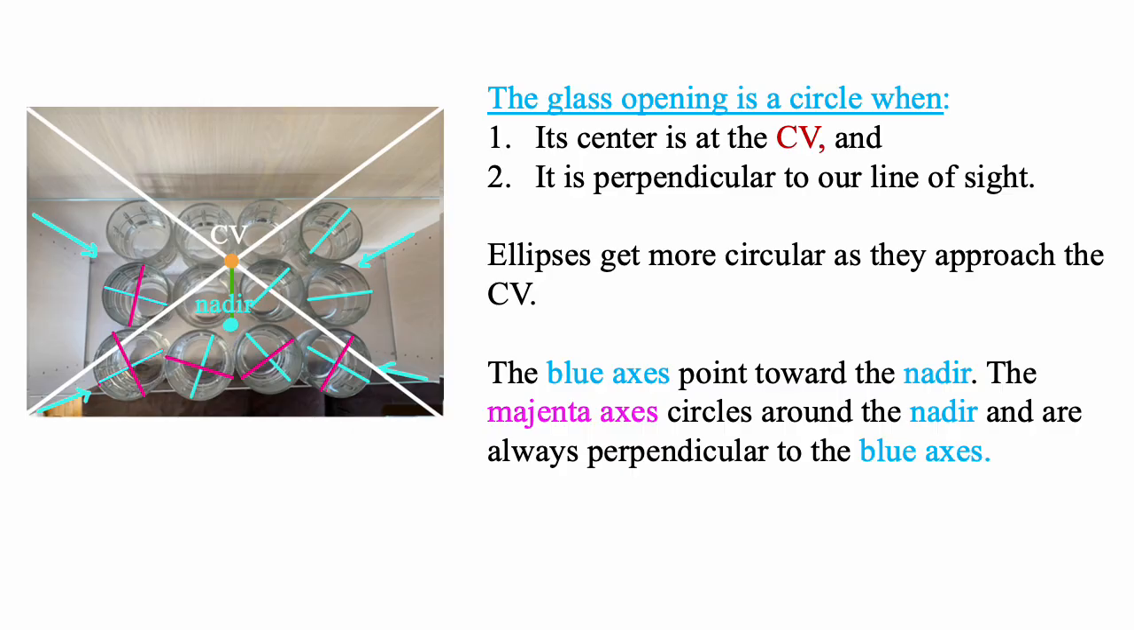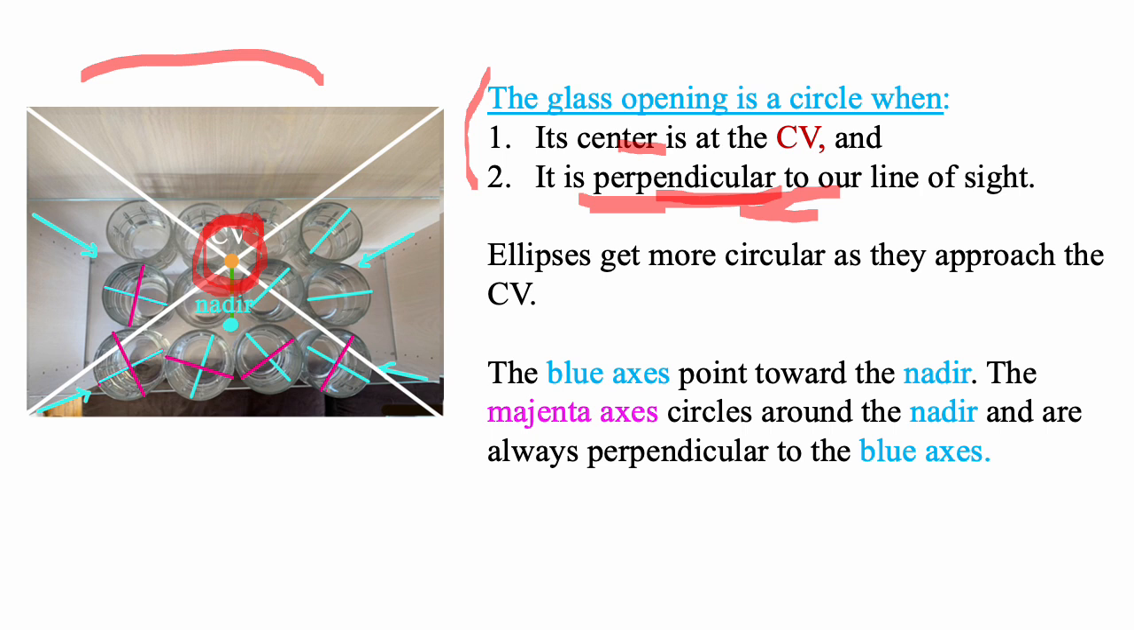There's even more we can learn from this overhead view. When is a glass opening a circle? When its center is at the center of vision and when it is perpendicular to our line of sight. So a glass here would be pretty much a circle, although I said this was not quite an overhead view, so our line of sight isn't quite perpendicular to the picture plane, but a glass would be almost circular at this point.